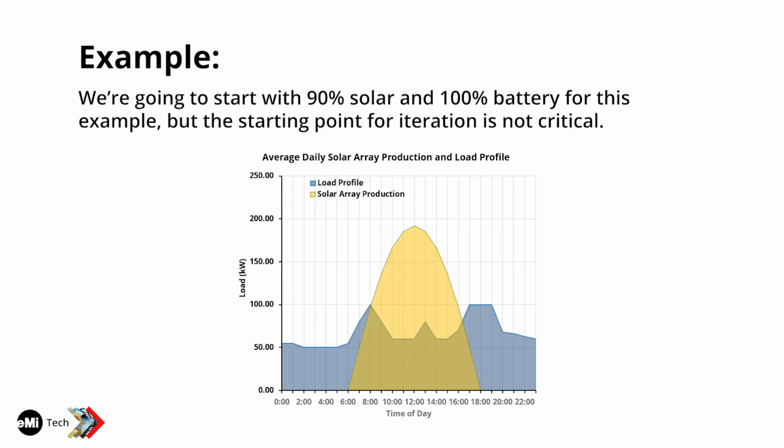Here's an example for a system with 90% solar, 100% battery, and you can see the blue is the load for the site, and the yellow is the solar production. So you can see in the middle of the day we're producing excess solar, and that's being stored in the battery for usage at other times of the day.